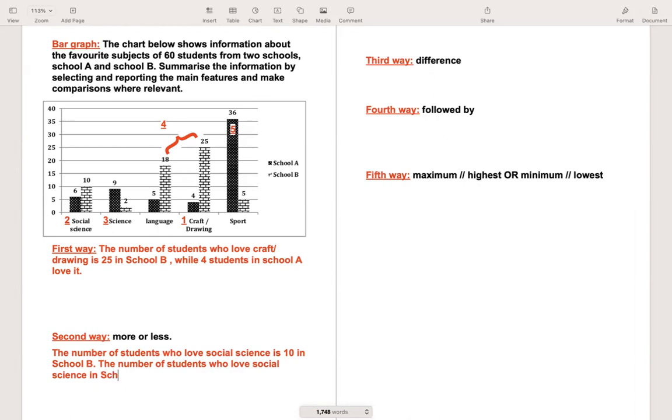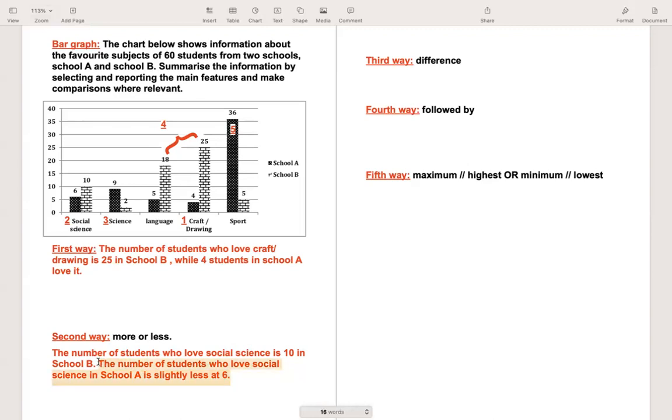First write in school A, right? In school A, yes. Is slightly less. You don't need to write less than. Is slightly less. And then give me a value. At 6. It's slightly less at 6. It is slightly less and it is how much? 6. Is it clear? Yes, sir. Good. Okay. Now make it, this is what?